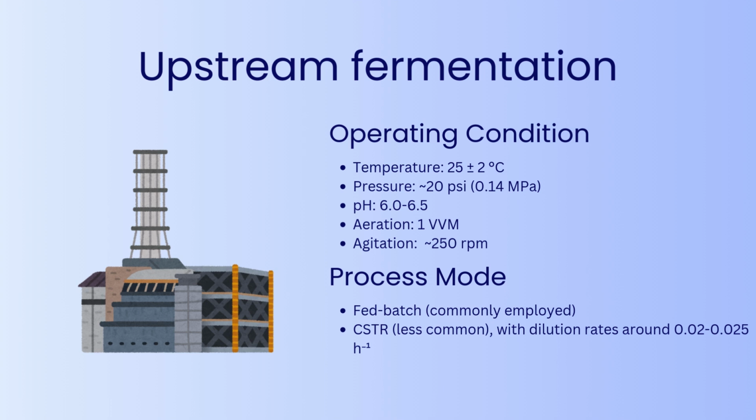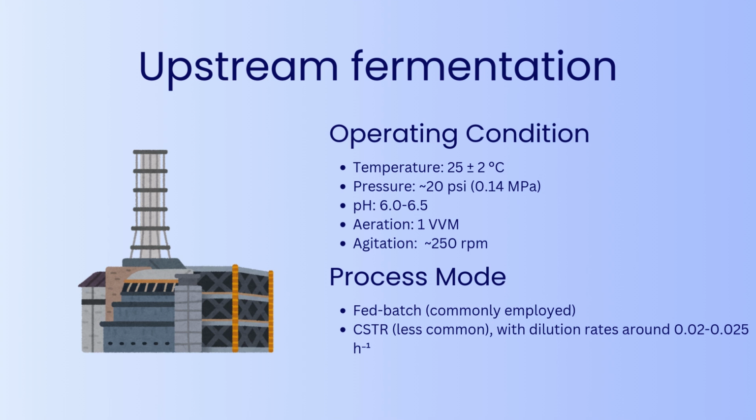Let's first talk about the upstream fermentations, where we transfer raw nutrient into Penicillin G through carefully controlled microbial metabolism. There are some strict operating conditions that should be followed. During the process, an immobilized cell system is adapted. The operating temperature should be maintained between 25 plus or minus 2 degrees and the pressure kept at around 20 psi. pH has to be within 6 to 6.5 at the beginning.